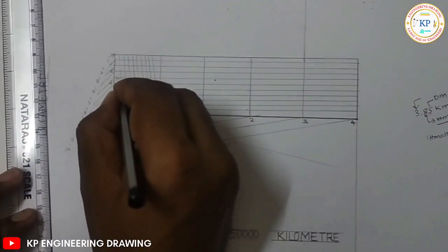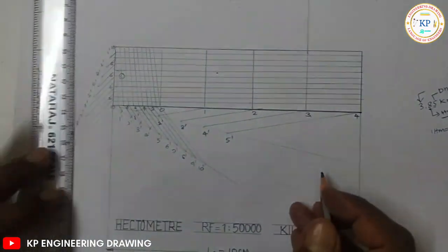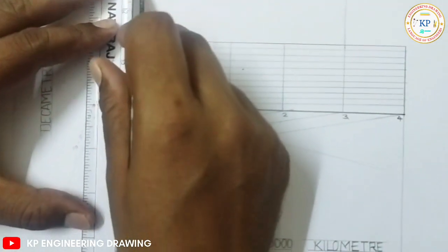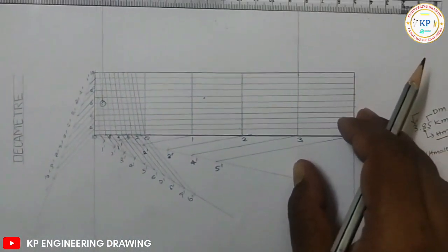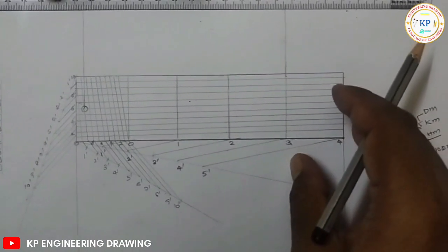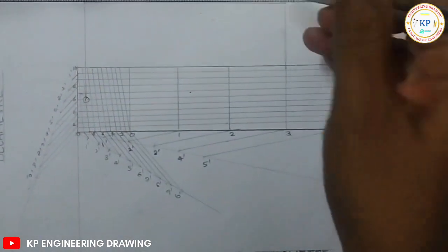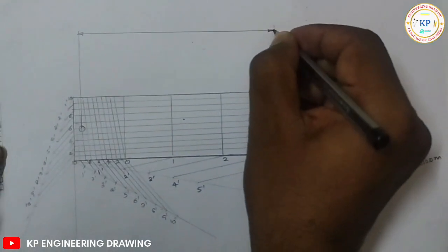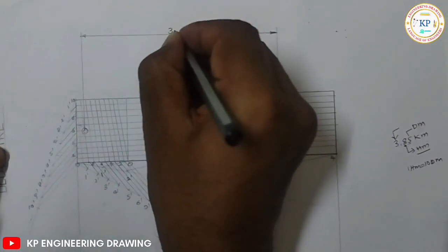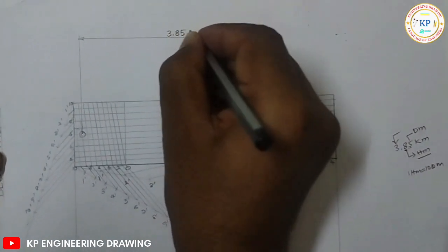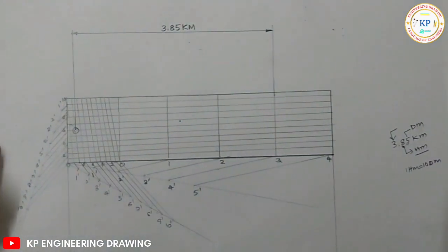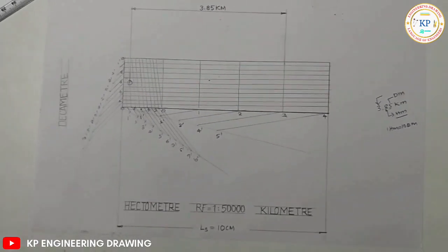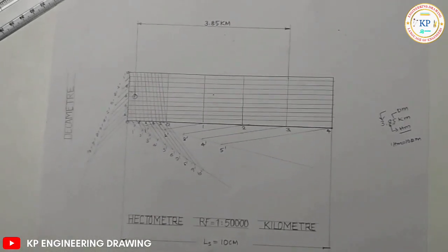Slowly you put a small round, and from here you draw a vertical line and mention it as 3.85 kilometers. So this is the way to draw the diagonal scale. With this we'll conclude the problem, and in the next class we'll see one more problem. Thank you.